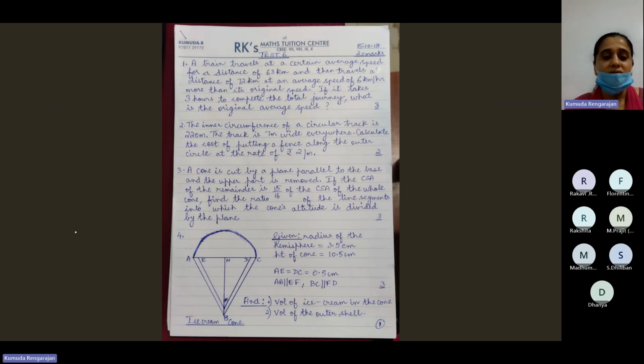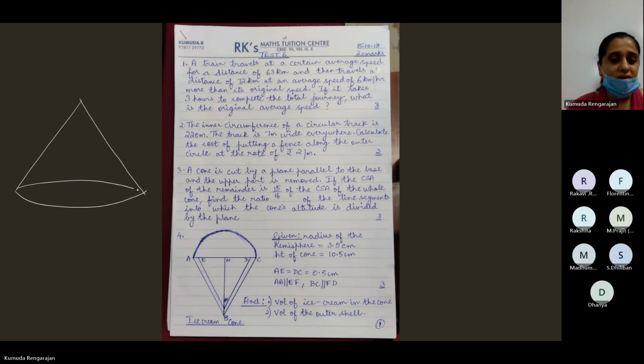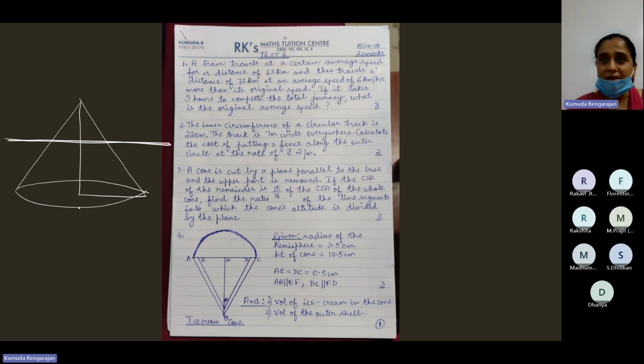Now, what's given? A cone is cut by a plane parallel to the base. So you should draw the cone resting on its circular base. There's a plane going past. This is the axis of the cone. This is the cutting plane, which is parallel to the base, the circular base of the cone.